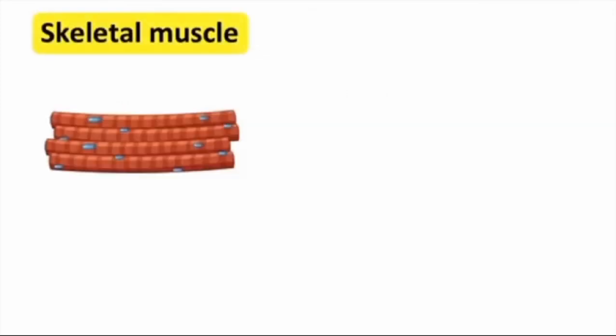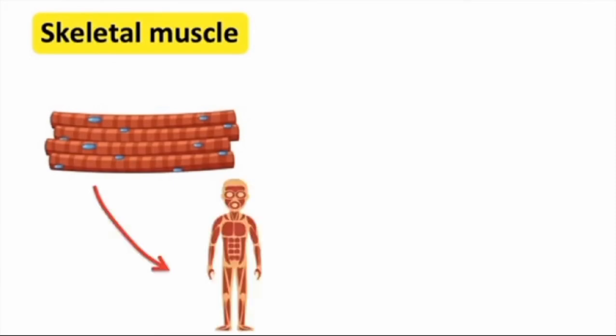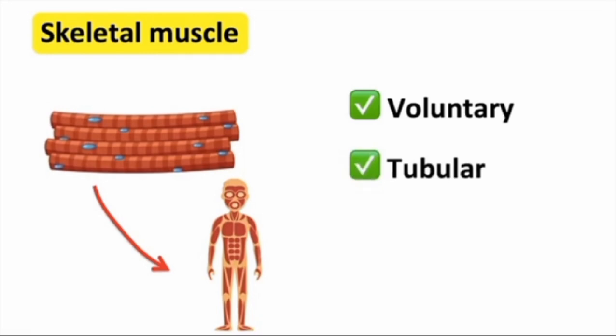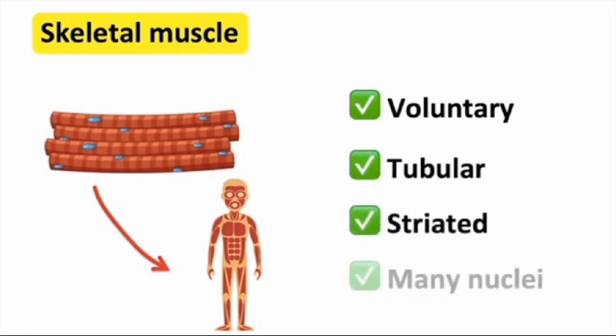Skeletal muscle. Skeletal muscles are muscles that are attached to a bone. These muscles are usually attached to a tendon on the bone. For example, muscles in your arms or legs. Skeletal muscle movement is voluntary, so you choose when you move your muscles. They can produce fast or slow movements. Skeletal muscles are long and tubular, they're striated, and they have many nuclei on each fiber.